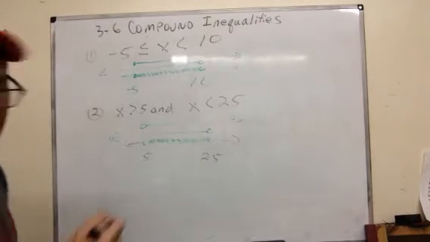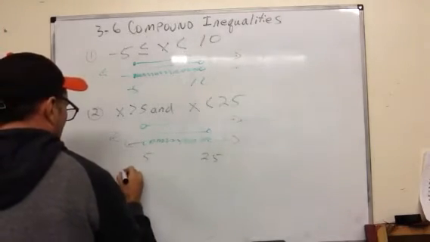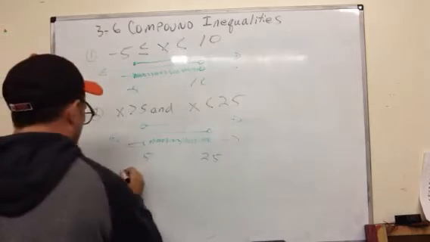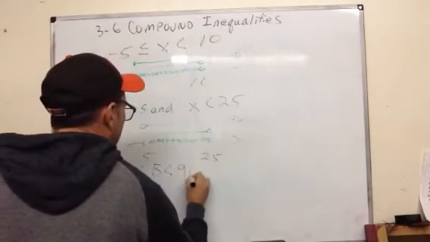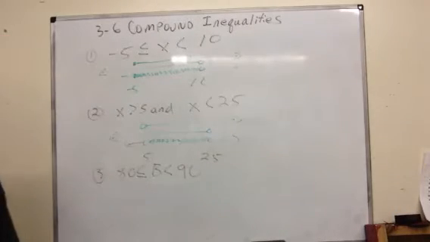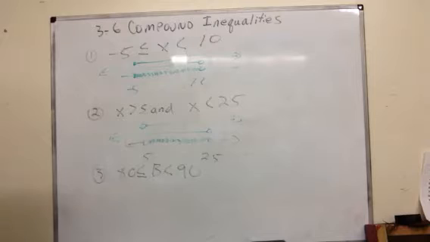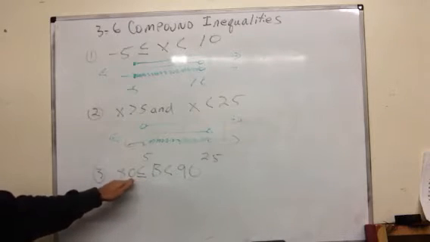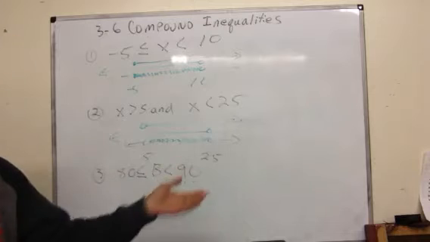And the third one. This should look familiar. We have 80 less than or equal to b less than 90. Hopefully you recognize this is how you achieve a grade of a B. Greater than or equal to 80% and less than 90. And if you hit 90, that's your A.